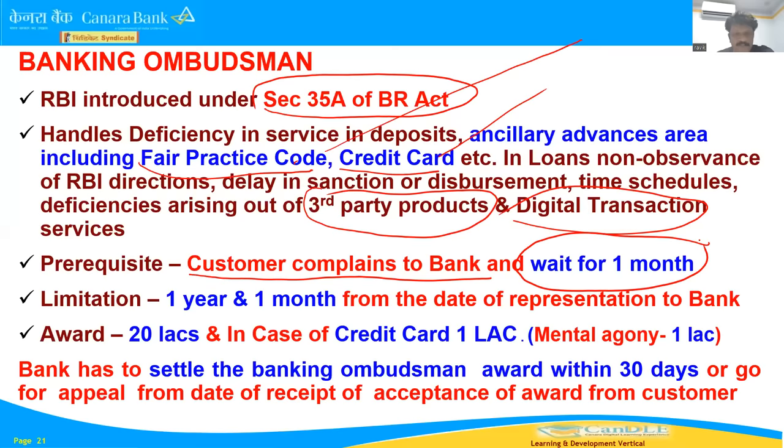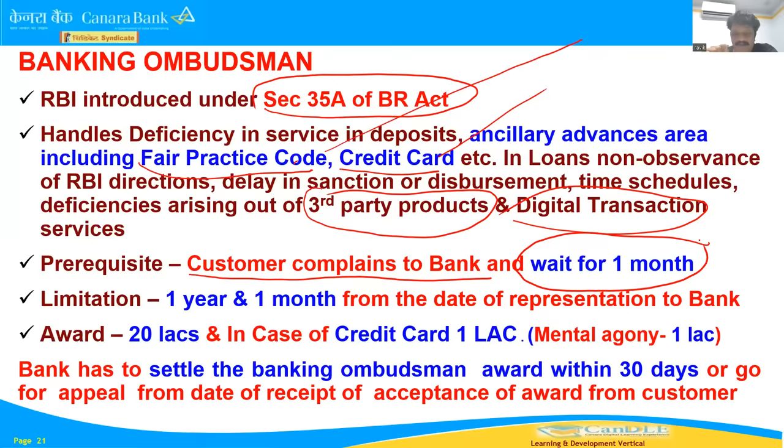Then the last point with regard to the ombudsman. Ombudsman award is 20 lakhs. Credit card 1 lakh. Mental agony 1 lakh. These three are very, very important. The remaining is theory. Theory you can get by reading, on those lines, now when you are preparing for your examination. For example, what types of deficiencies the banking ombudsman of the Reserve Bank of India will refer: deposits, yes, correct; advances, credit card, yes; digital, yes.